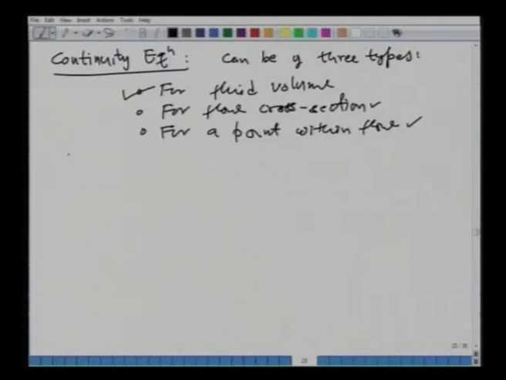However, what we are going to do is look at the integral continuity equation in the fluid volume. So, let us look at this: the integral equation of continuity.